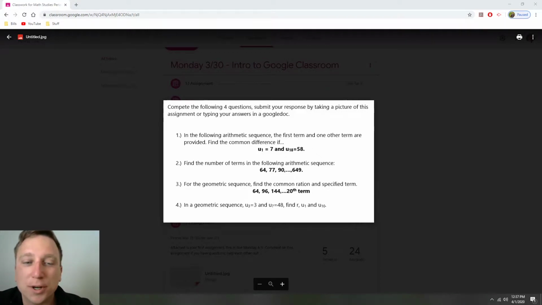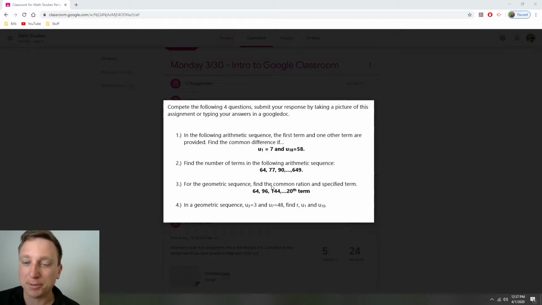Alright, here we are for question number 3 in the arithmetic geometric sequence practice problems for this week. Number 3 asks for the geometric sequence, find the common ratio and specified term. So the difference between a geometric and arithmetic, which you probably already know, but we'll just state it here again, is the geometric sequence is constantly multiplying by a number instead of adding or subtracting a number. So that's the main difference, is geometric sequences grow or change, but in a different way than arithmetic.